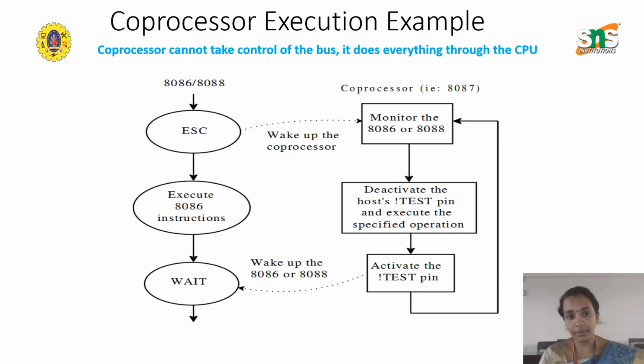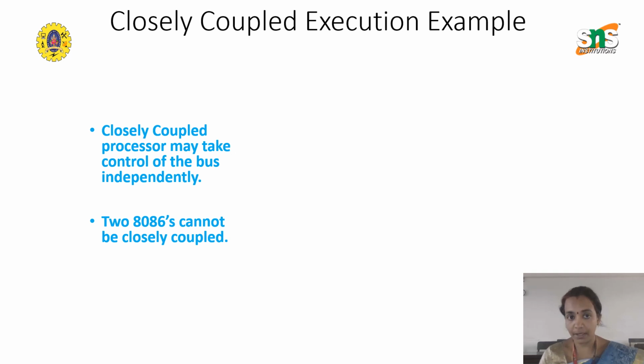Here we have a flow diagram from 8086 to 8087, or 8088. Both are innovations. First ESC, wake up the processor, execute the instructions and wait. So first is wait, execute, start, execute, and then wait. In the meanwhile, while waking up, monitor the 8086 or 8088. We have to deactivate the host, test the pin and execute the specified operation, and then activate the test pin. So these are the processes which happen.